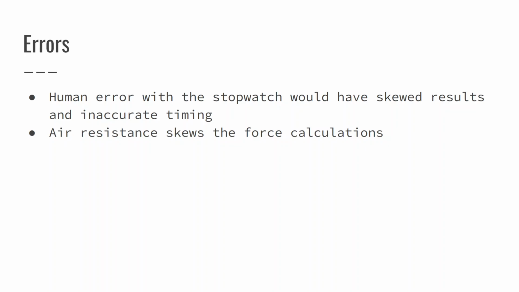So some errors that could have been present in this lab were that human error with a stopwatch would have skewed results and caused inaccurate timing, like I might have timed it too late or too soon. And then, of course, not accounting for air resistance skews the force calculations because that means that magnetic force isn't exactly equal to gravity, but we had discounted this for simplicity's sake.